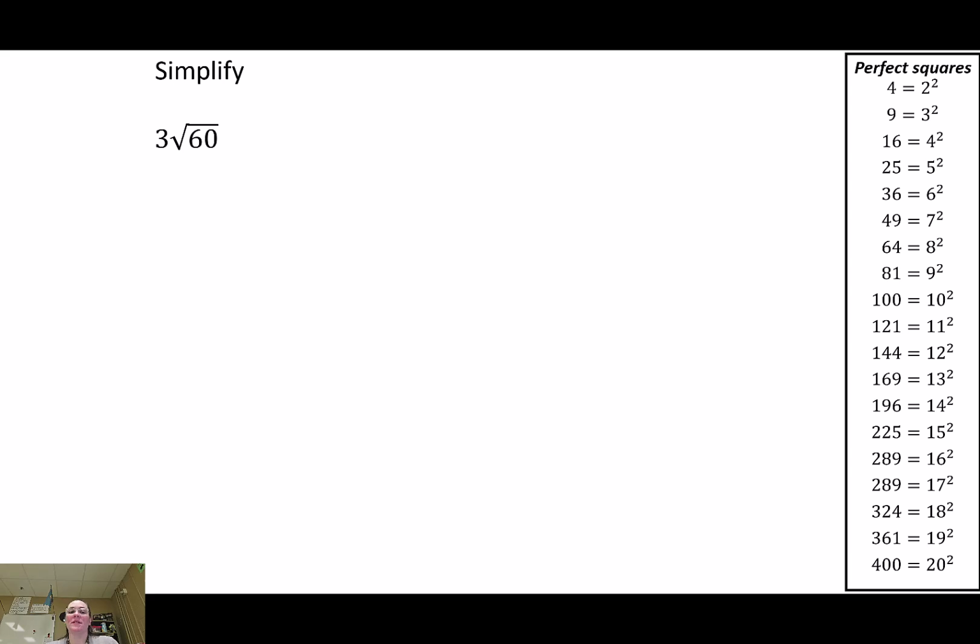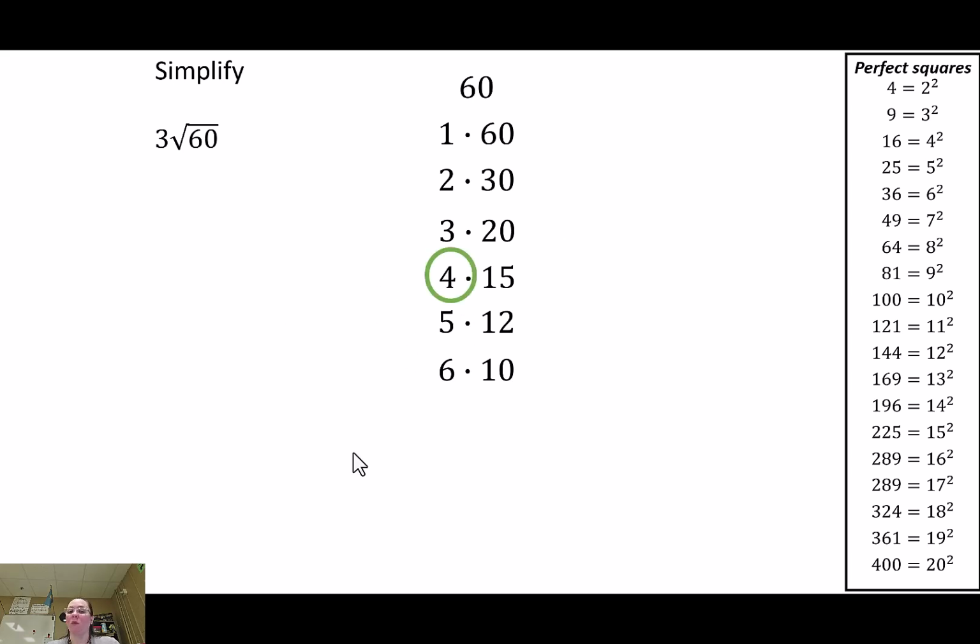All right, 3 square root of 60. So looking for factors of 60. So 1 and 60, 2 and 30, 3 and 20, 4 and 15, 5 and 12, 6 and 10. That's what I thought. Okay. 7 doesn't work, 8 doesn't work, 9 doesn't work. Okay, those don't divide out evenly to a whole number. All right, we only have one perfect square, which is 4.